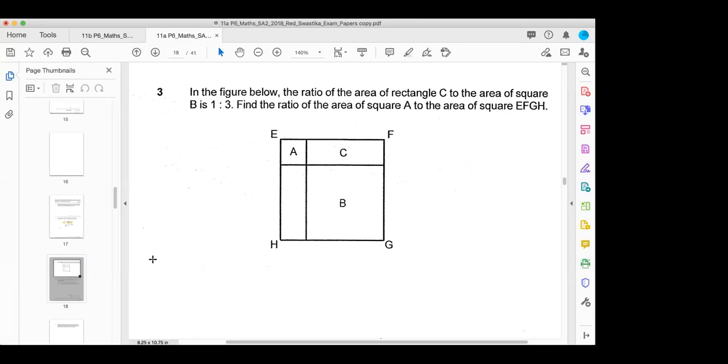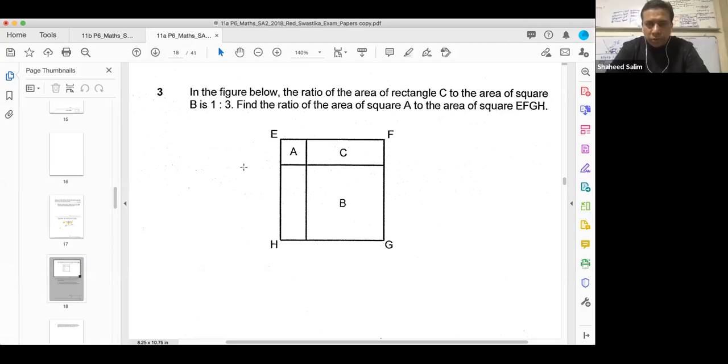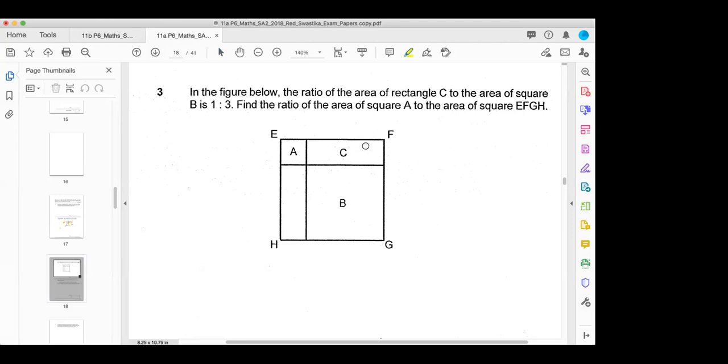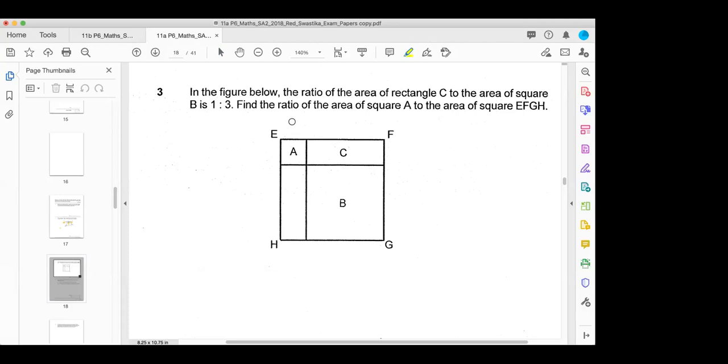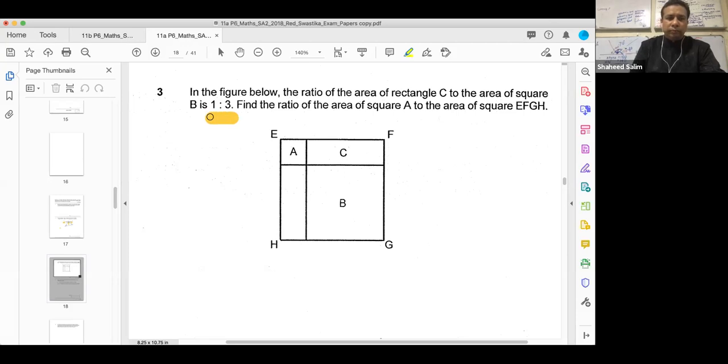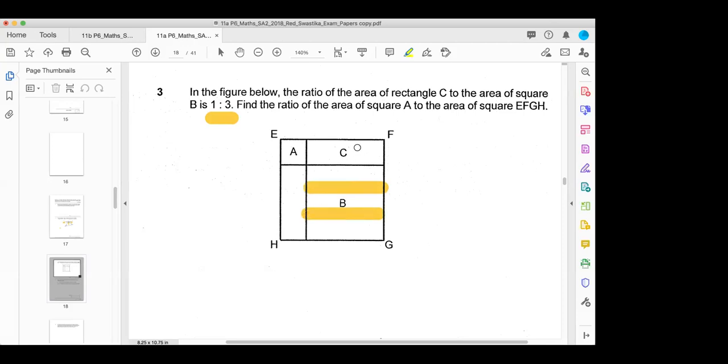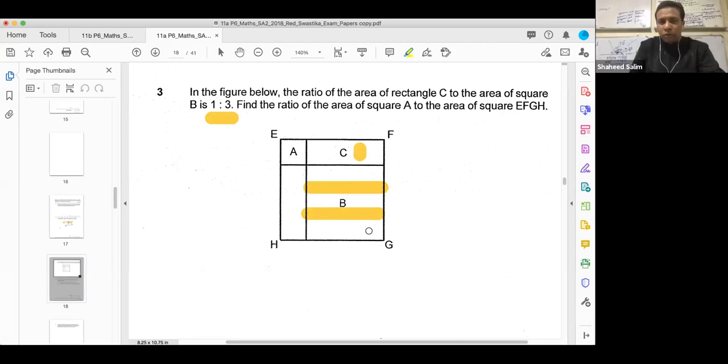If C is 1 unit, B is how many units? Don't worry about A first. We go C and B. You can cut it. How many C's can you get in B? Look at the ratio. How many C's can you get in B? 3. So I can cut it into 3 kuih lapis. Look, 1, 2, 3. Can you see now? So this is 1, this is 1, 2, 3.